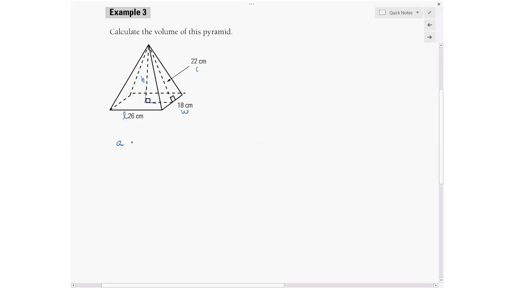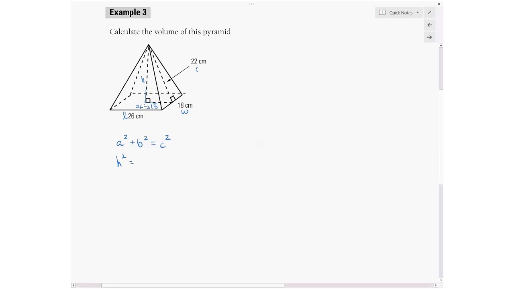So if we've got a squared plus b squared equals c squared, in this case, we could say h is my a squared, so h squared, plus b squared, that's this. Be careful, this is halfway here, so it's half of 26. It's not all the way across, so this here is 13. That's 26 divided by 2. So you're going to have to cut the base in half to find that.